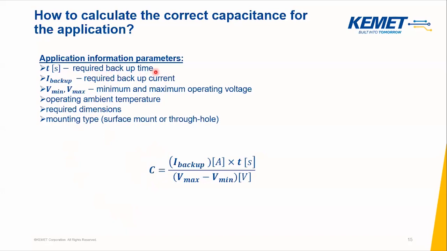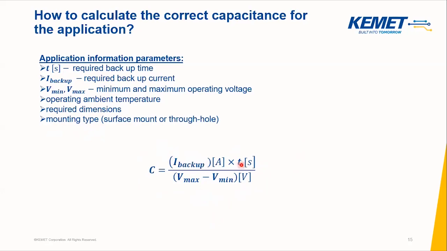One, the required backup time is one of the important parameters that you want to satisfy. Then you have the required backup current, the minimum and maximum operating voltage, and of course other parameters such as operating ambient temperature, required dimension, and mounting type. These also affect the series that you're looking for. But from these parameters that you already provided here, you can roughly calculate the capacitance which is needed.